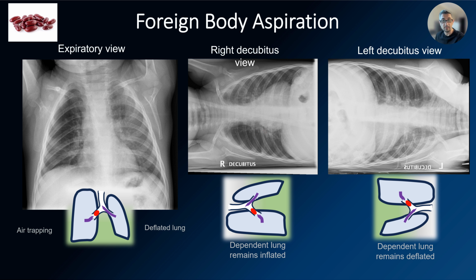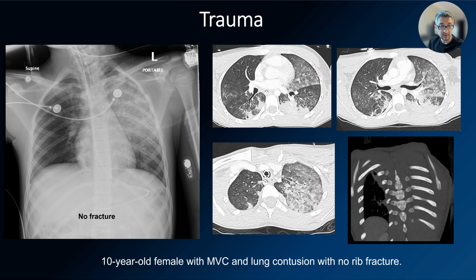The final topic is trauma. Trauma in children is somewhat different than adults because of flexibility of the chest. Because of the high cartilaginous component, the chest is very flexible, so we don't usually see fractures, even with major trauma. For example, this patient had a major trauma, motor vehicle crash, and lung contusion, but there was no rib fracture, which is very unusual in adult patients.